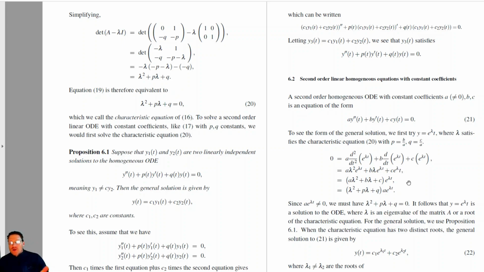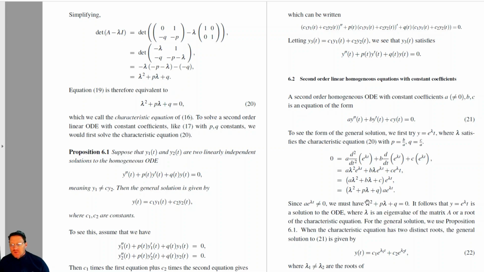So now we can factorize out the e to the lambda t outside of the expression, and then also factorize out an a, and so we get lambda squared plus p lambda plus q outside of a e to the lambda t. Now you see the characteristic equation there on the left, or at least the left-hand side of that.